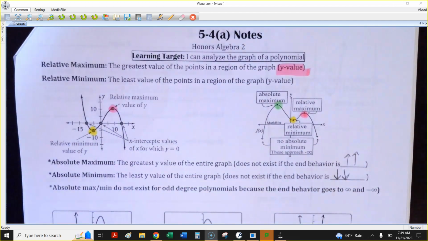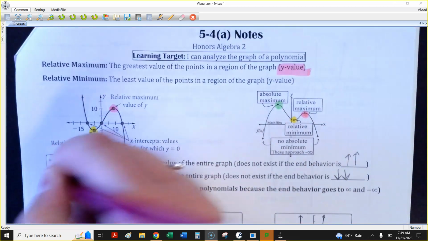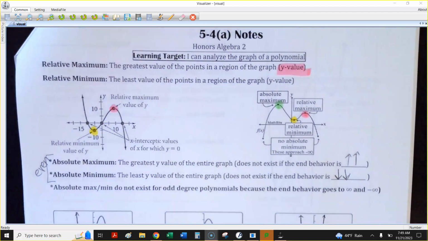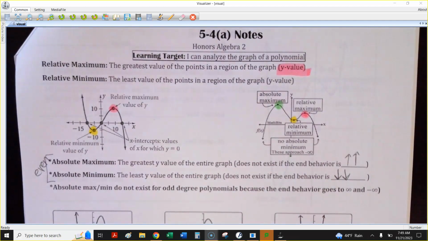Absolute max and min are only going to exist if you have an even degree. That's what this says here: absolute max and min don't exist for odd degree polynomials because one side goes up to positive infinity, the other side goes down to negative infinity for an odd. So these absolute maximum or minimum can only exist if you have an even degree polynomial.